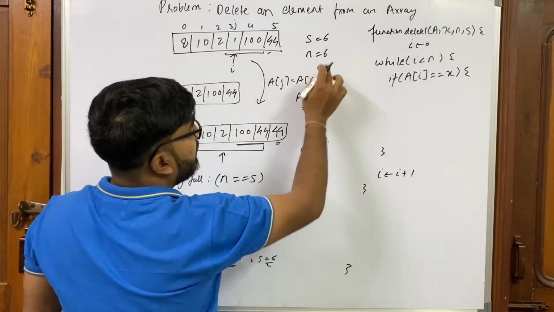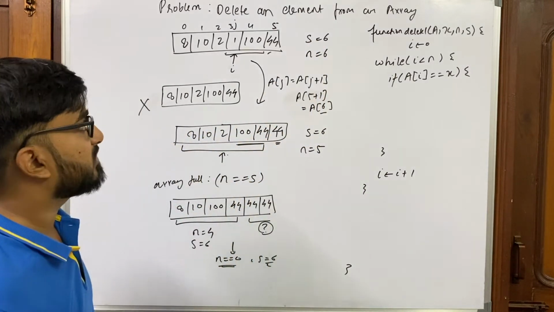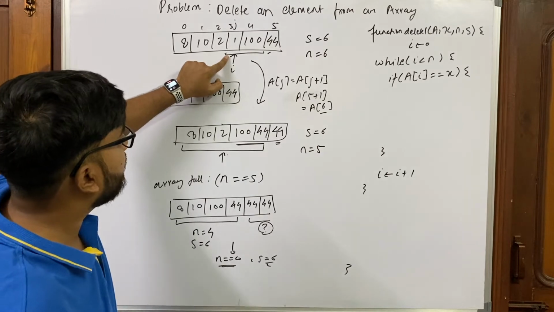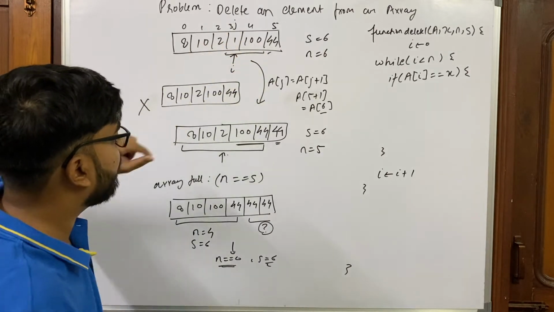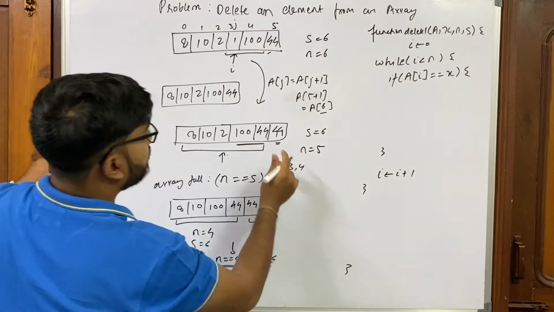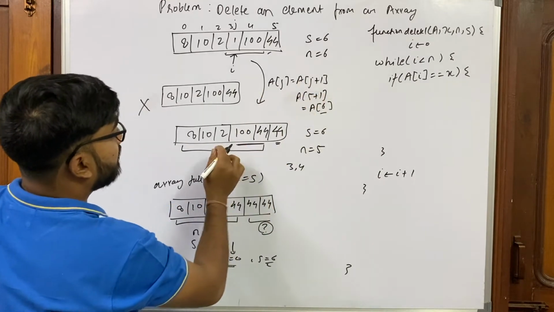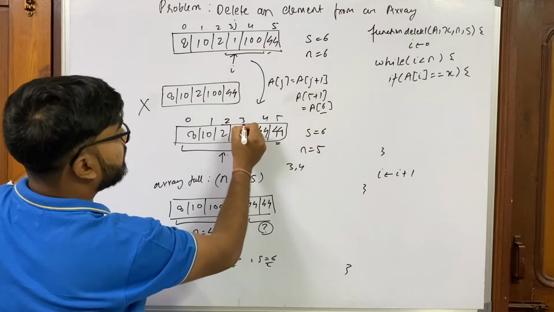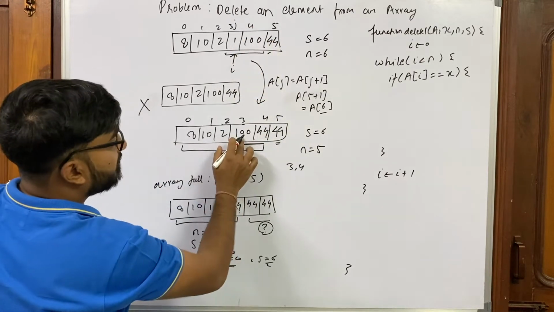So a of 6 for an array of size 6 is going to give you an index out of bounds exception. So you go till the second last. You start from this location that is to be deleted till the second last. So j takes values 3 and 4. So a of 3 is a of 4. A of 4 was 100, so a of 3 became 100.